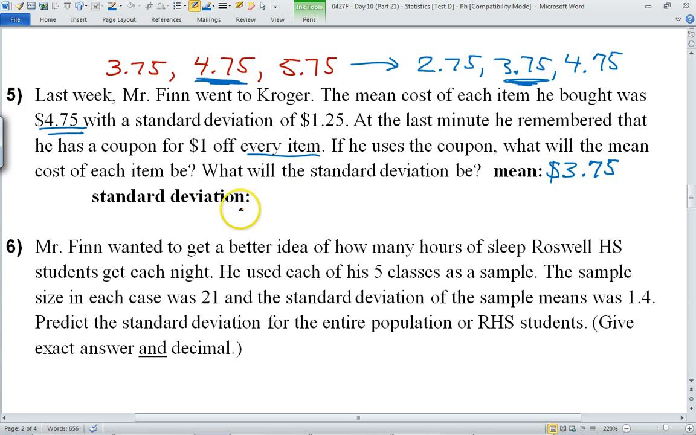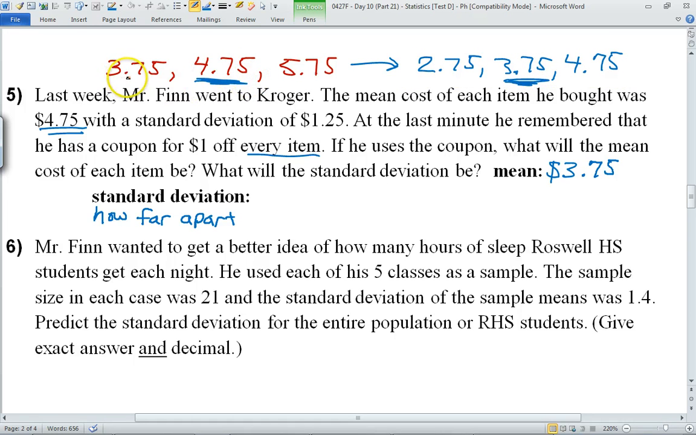Okay? On the other hand, the standard deviation. Everything went down by $1. Does that mean the standard deviation is going to go down by $1? No, because standard deviation doesn't have anything to do with how big these numbers are or how small they are. What is standard deviation supposed to tell you? Right, it's supposed to tell you how far apart the values are or how close together they are. If I change all of the numbers by the exact same amount, in this case, they all got less by $1, am I changing how spread out the values are? Or are they still the same distance from each other?